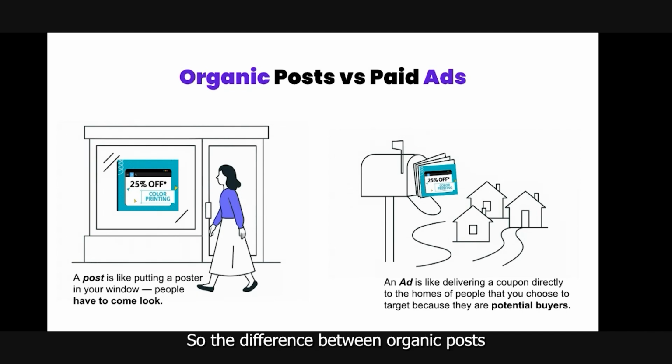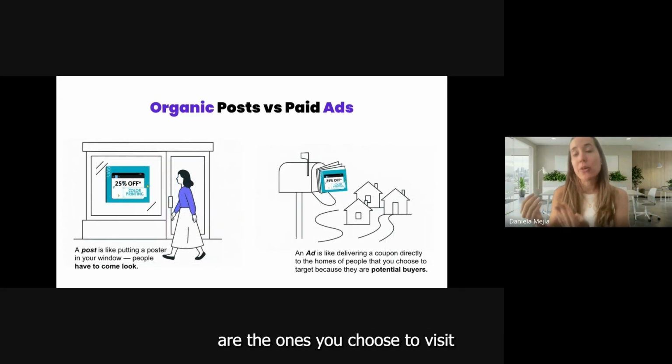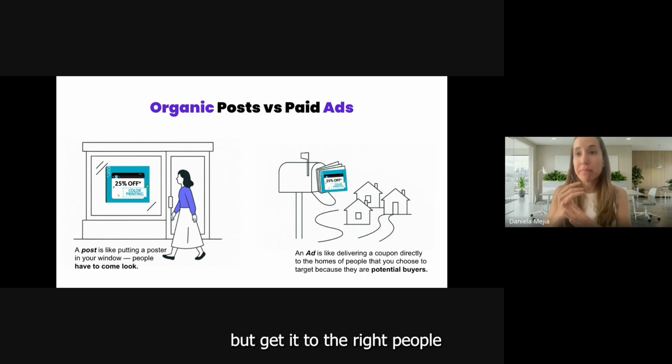So the difference between organic posts and paid ads is basically that your organic posts are the things that are going to always be available on your page for people to see and interact with. And the paid ads are the ones you choose to get visibility out there about anything specific that you want to talk about, getting it to the right people at the right time and in the right channels.